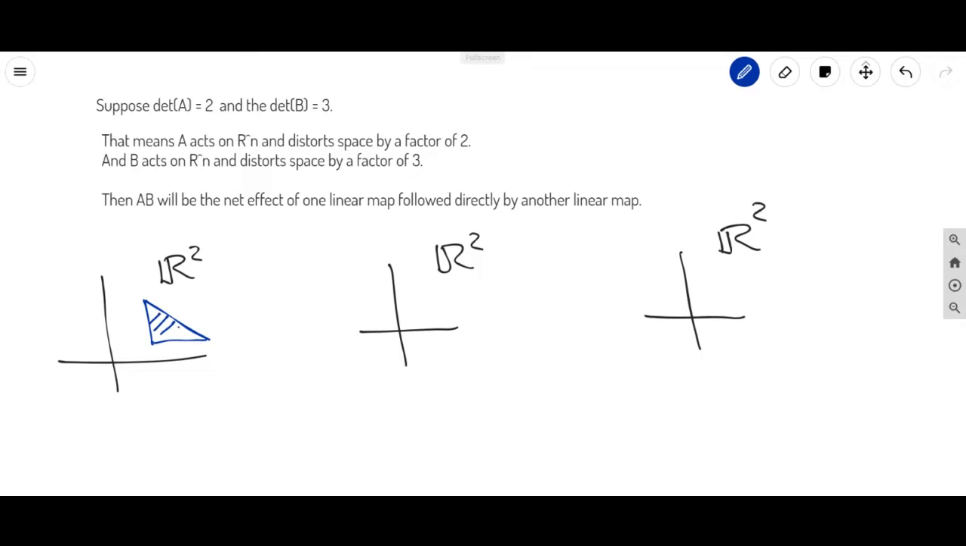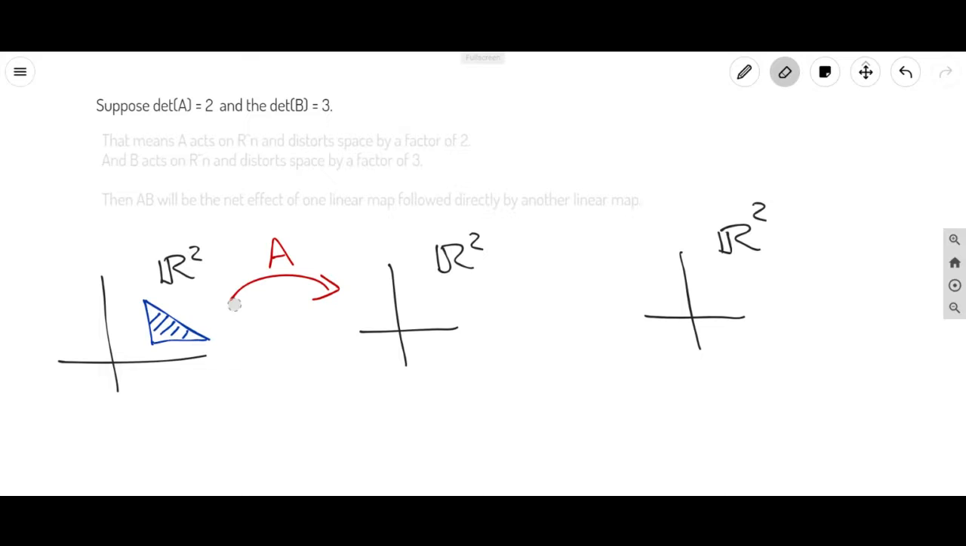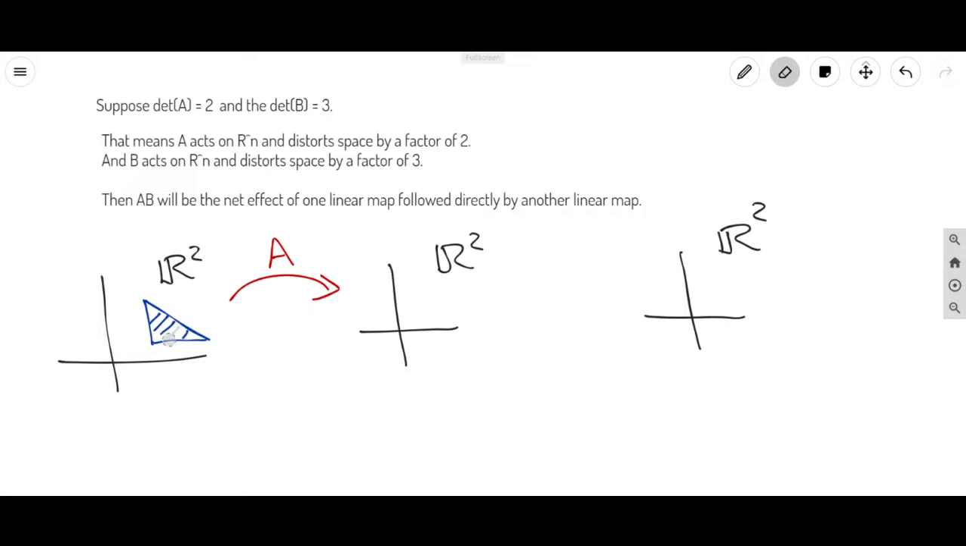You have a right triangle, and then you act on this right triangle by A. So you apply A to this right triangle. Now, because the distortion factor is 2, it means you're going to have a spatial distortion. If the determinant is 2, that means this triangle will expand in size by a factor of 2. It does not have to be a right triangle. Maybe the angles change, but the size will become twice as big. So maybe you will end up with something like this. Maybe you will end up with a triangle.